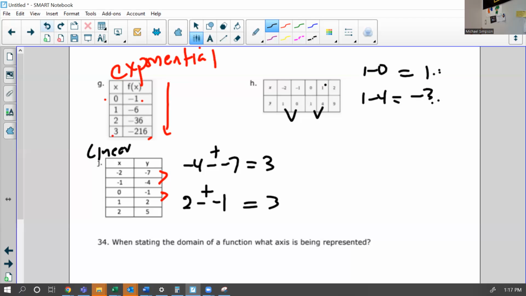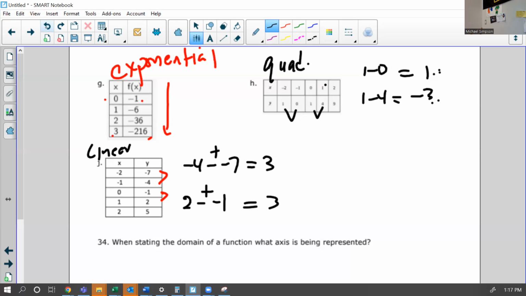All right, so to prove it, you have to go further, but in this case, it's not linear, it's not exponential, so it has to be quadratic. All right.